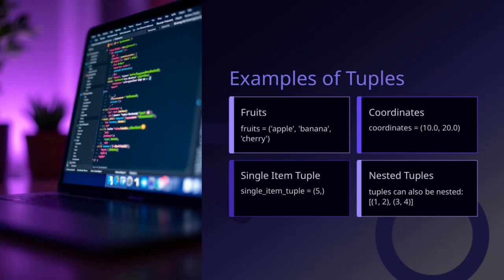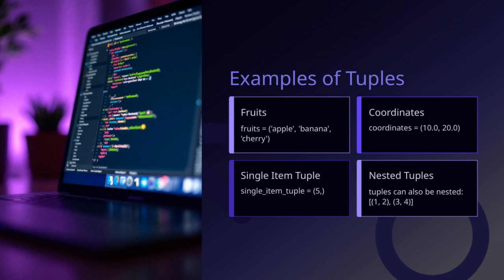All right, let's explore some interesting ways tuples can be used. First, tuples can be nested, meaning you can have tuples inside other tuples. For example, you might have a list like 1, 2, 3, 4, which contains 2 inner tuples. This is useful when you want to group related data together in a structured way.